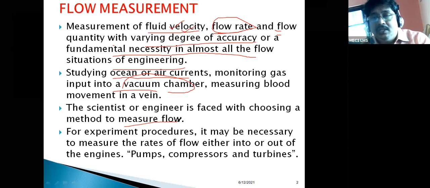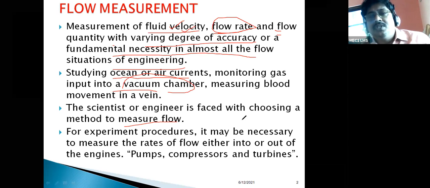So actually, we can get the flow rate displayed on the device directly. That parameter will be displayed directly. On the other side, some of the meters are there: the orifice meter, which we discussed earlier, the venturi meter, the flow nozzle, and the pitot tube. These four. According to the application, the engineer can choose the methodology to measure the flow rate.